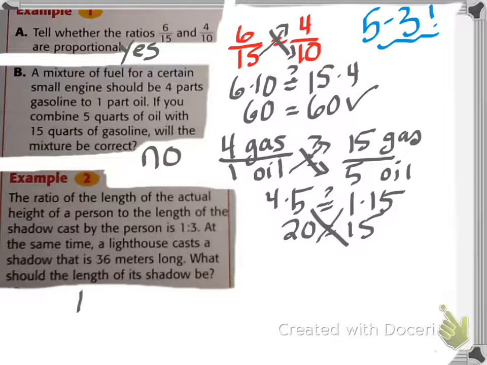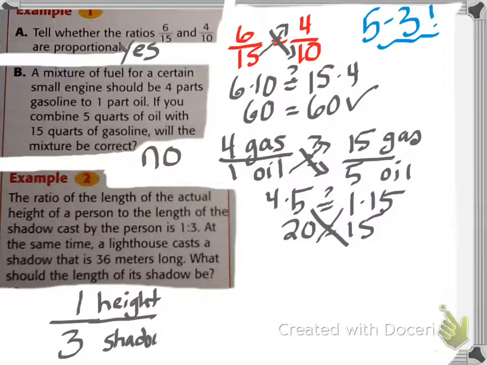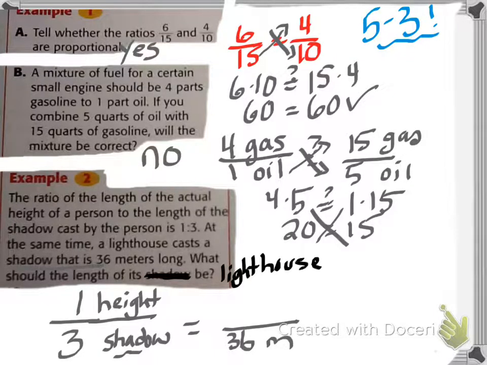Example 2, the ratio of the length of the actual height of a person to the length of the shadow cast by the person is 1 to 3. So 1 is the height of the person, and 3 is the shadow length. At the same time, a lighthouse casts a shadow 36 meters long. The shadow goes in the denominator. What is the length of the lighthouse, or what is the lighthouse height? The book says shadow there, but that's a typo in the book.